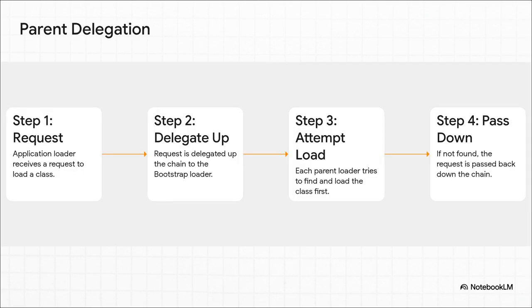But here's where it gets really, really smart. It's all about how this team works together. It uses something called the parent delegation model, and it's a fantastic security feature. See, when your app needs a class, its loader doesn't just grab it. First, it asks its parent, the extension loader, and that one asks its parent, the Bootstrap loader. This chain of command makes sure that a core Java class can never, ever be sneakily replaced by a malicious one from your application. The most trusted loader always gets first dibs.